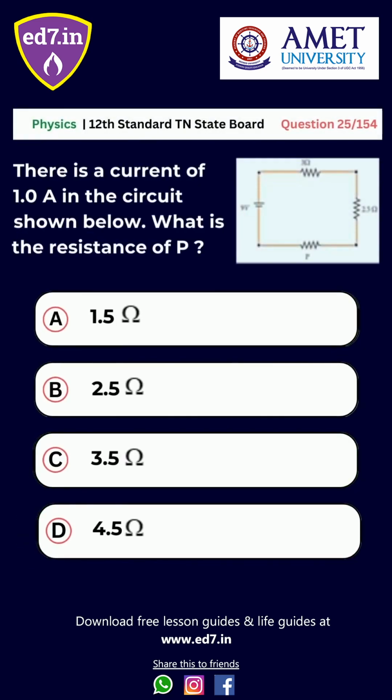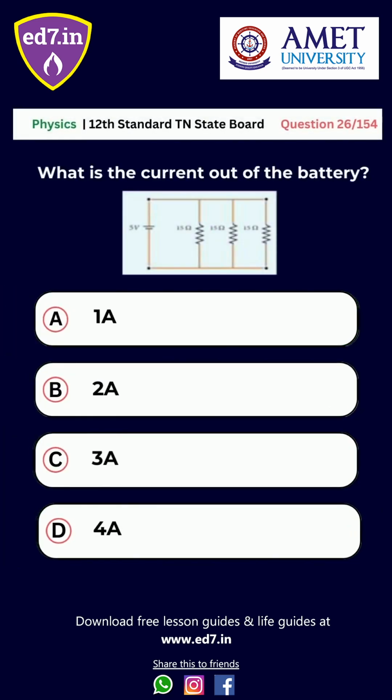Question number 25. There is a current of 1.0 A in the circuit shown below. What is the resistance of P? Option A, 1.5 ohm, B, 2.5 ohm, C, 3.5 ohm, D, 4.5 ohm. The right answer is option C, 3.5 ohm.